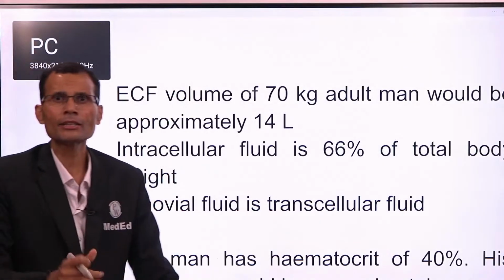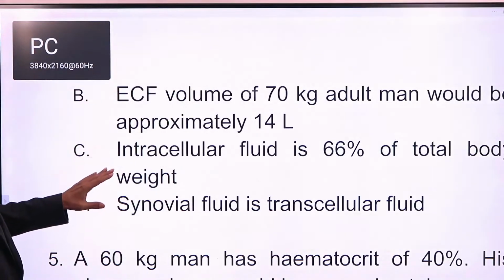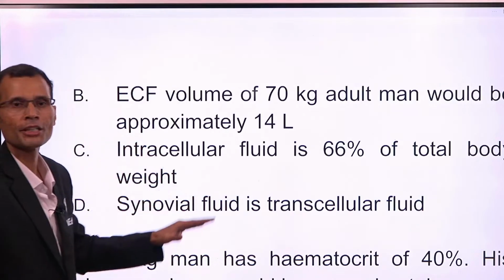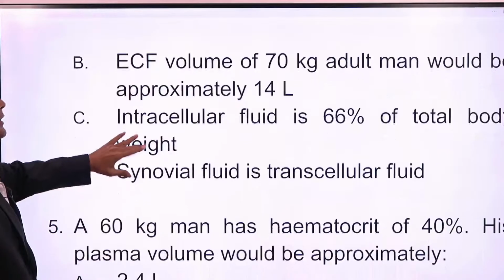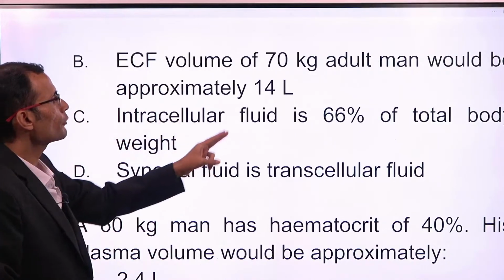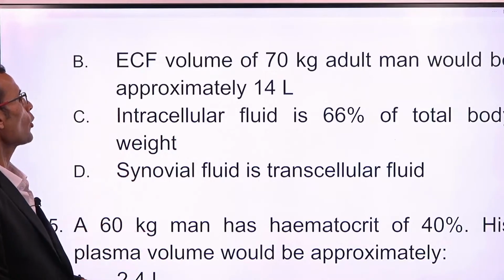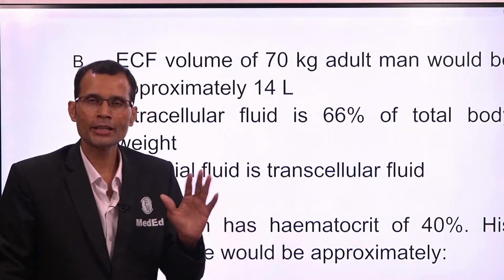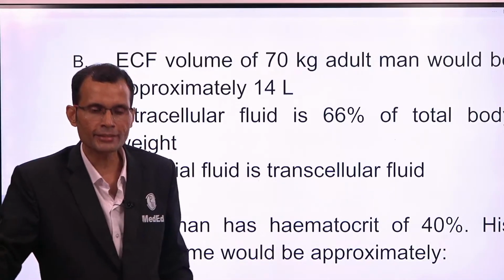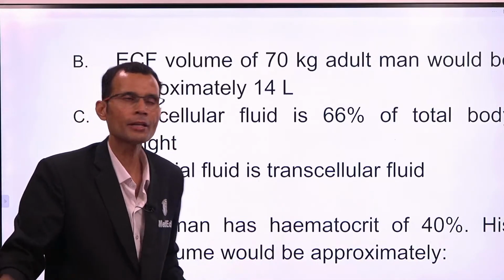Okay, let's move on. ECF volume of the 70 kg adult man would be approximately 14 liters. That's right, we did that just now, so no problem. Intracellular fluid is 66% of the total body weight. Well, yes, we did that just now. 2/3 is ICF and 1/3 is ECF. So no problems over there.